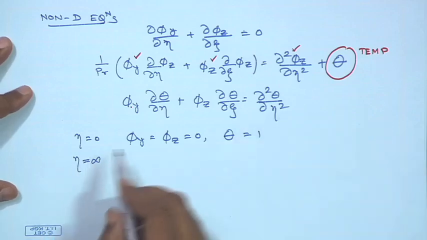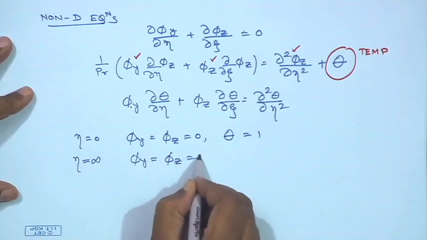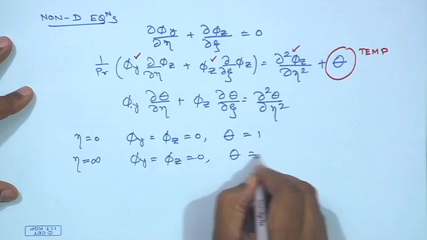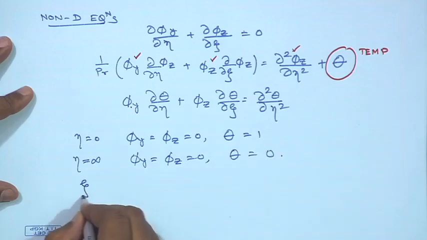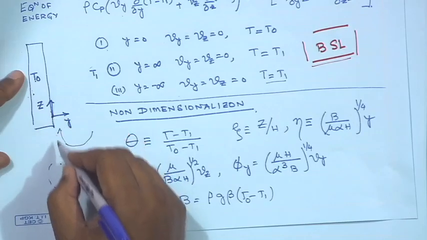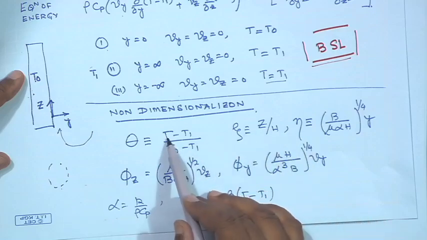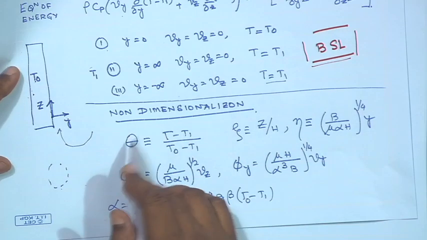So, with this geometric condition, I again write phi y equals phi z equals 0 and theta equals 0, and at zeta equals minus infinity, that means at a point where z equals minus infinity, there would be no velocity and the temperature would again be equal to T1. So, theta would be equal to 0.